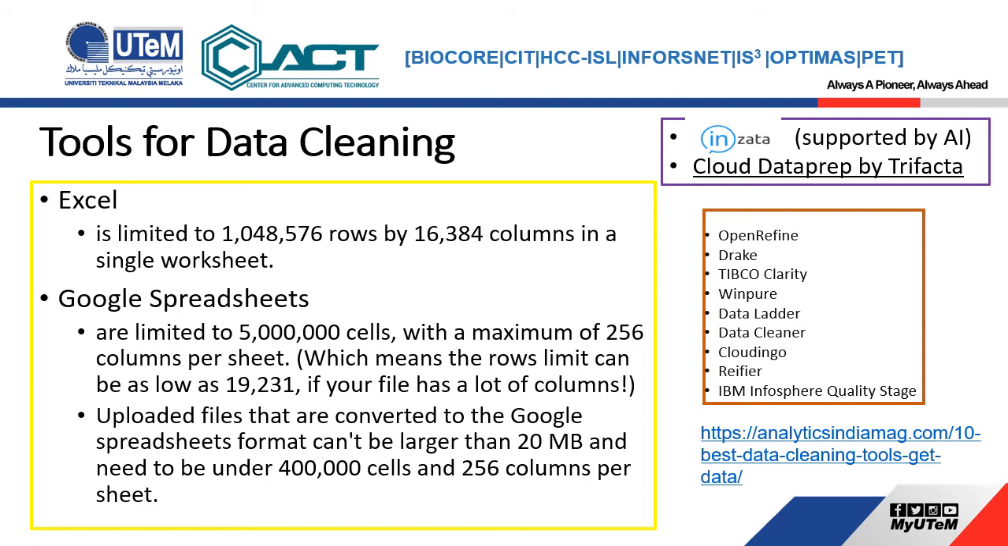So if you want to use Excel and spreadsheets, there are some limitations that you should know. Basically, Excel is limited up to 1 million rows and 16,000 columns in a single worksheet. This is still a lot, right? Google Spreadsheet is in the cloud, so it will not burden your desktop, but it's limited up to 5 million cells with a maximum of 256 columns.